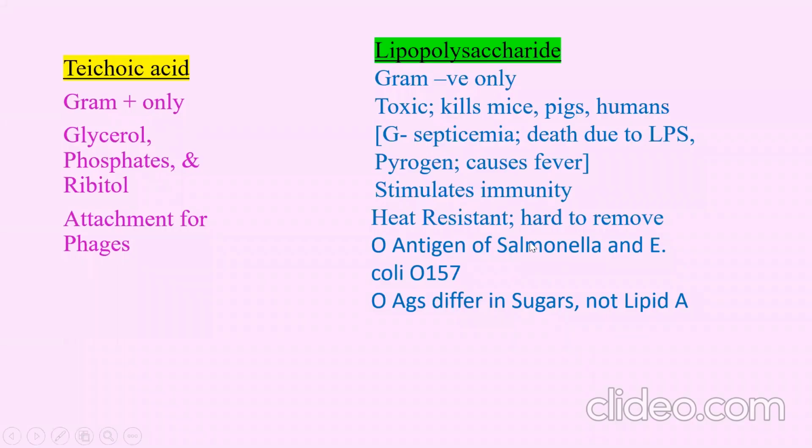Now with the help of this we can specify the differences between gram-positive and gram-negative bacteria. In gram-positive, the main feature is teichoic acid. It is present in gram-positive only. It is made up of glycerol phosphates and ribitol, and it helps in attachment with the phages.